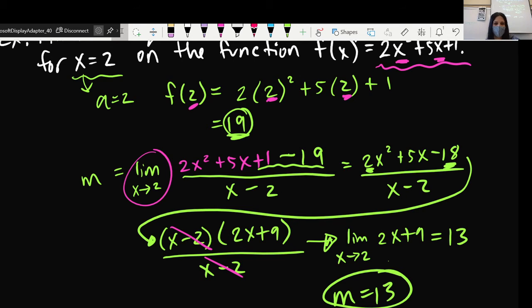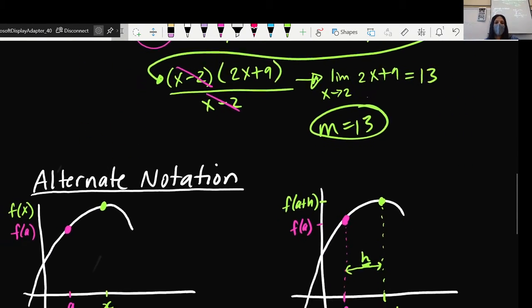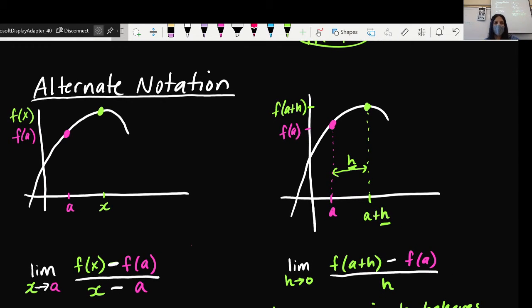So, are there questions about that? So far, it feels like review? Good? Alternate notation. So here's another way of looking at it.